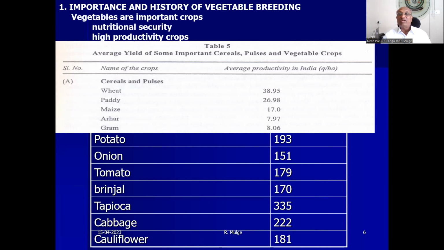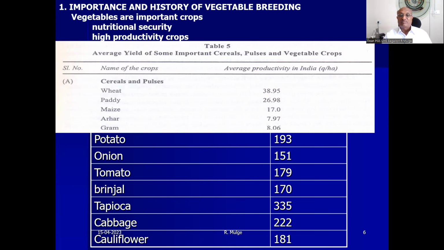Onion, 151 quintals. Tomato, 179 quintals. Brinjal, 170 quintals per hectare. Tapioca, 335. Cabbage, 222. Cauliflower, 182 quintals. So there is a big difference in productivity. That's why they can increase the income per unit area compared to cereals and pulses. Of course, they are nutritionally important crops. They add vitamins and minerals, and they contribute to the national economy, as horticulture crops contribute more towards the national agriculture GDP.